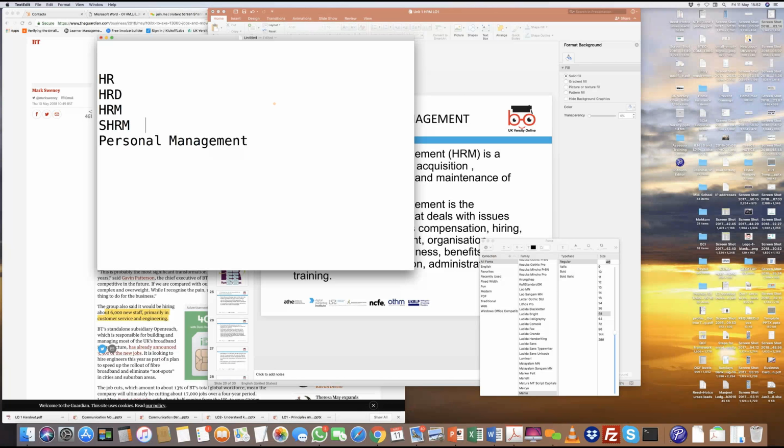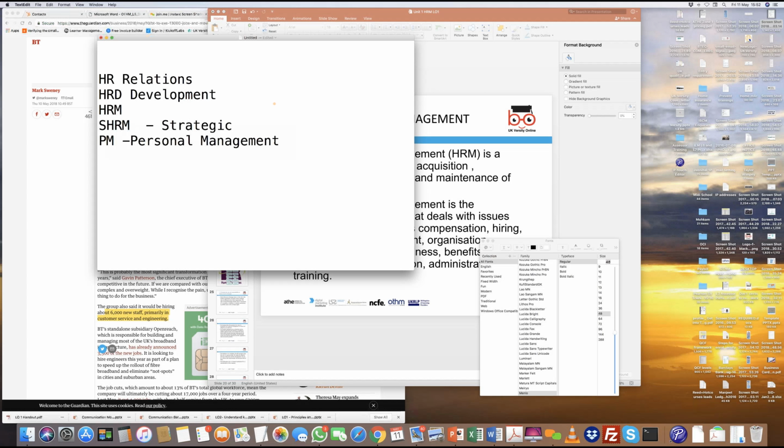So here the word strategic has been added. Here the word development has been added. And sometimes you will see HR relations. So basically HRD, HRM, SHRM, and sometimes we hear the word PM or personnel management, they are all different terms, but they are all related to the human resources department.